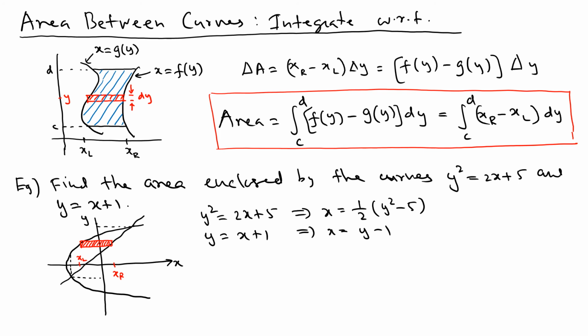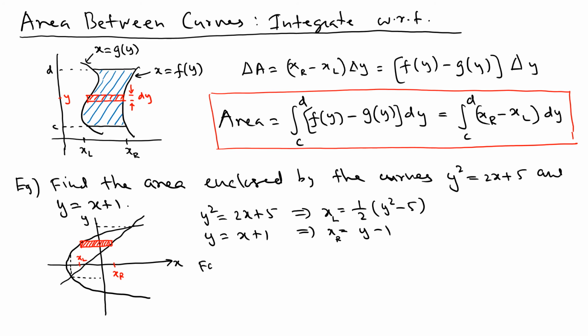So which one is the right one? You can see this is the left one, and this is the right one. That's important: what is the left curve and what is the right curve? Okay, good. And then we also need to find the intersection points.